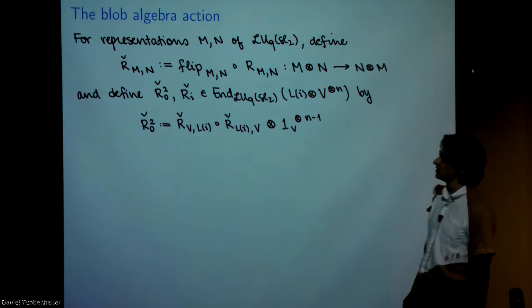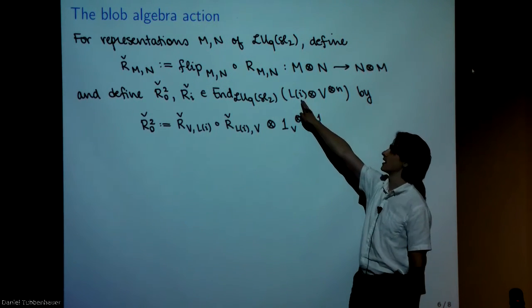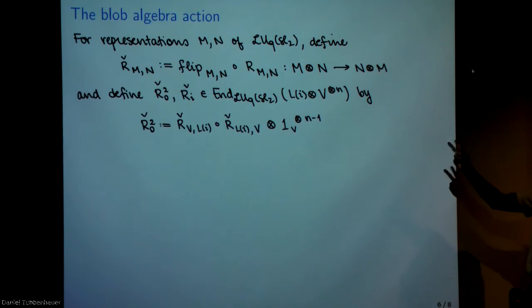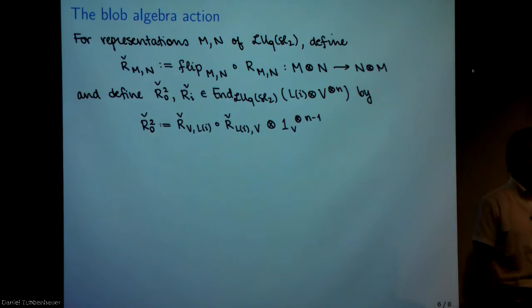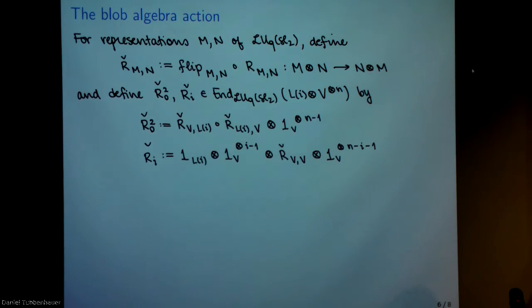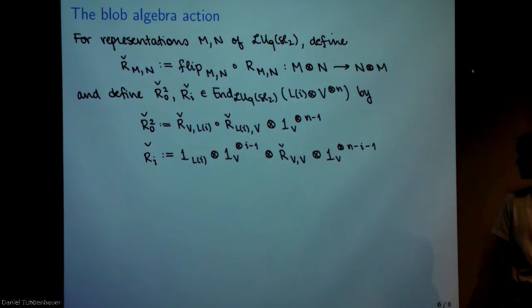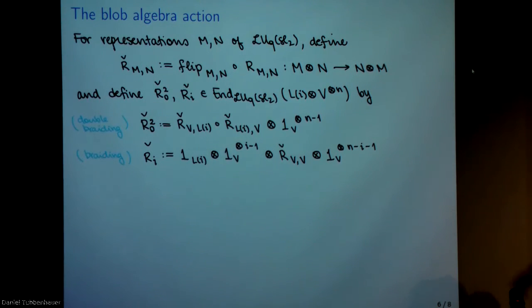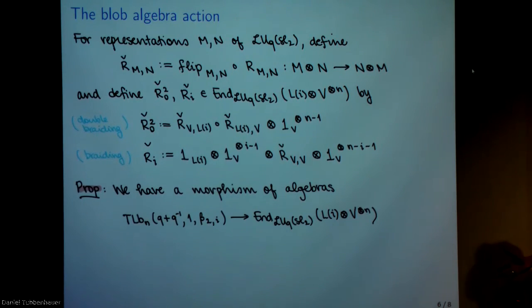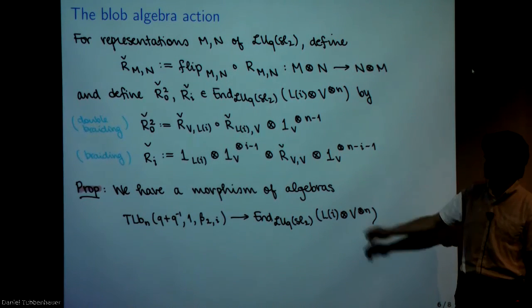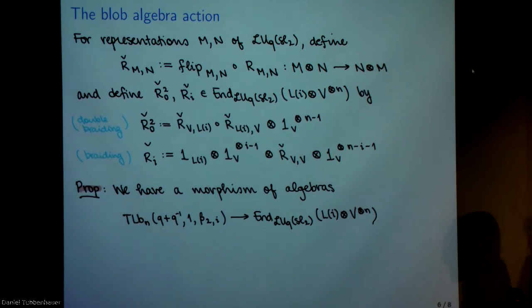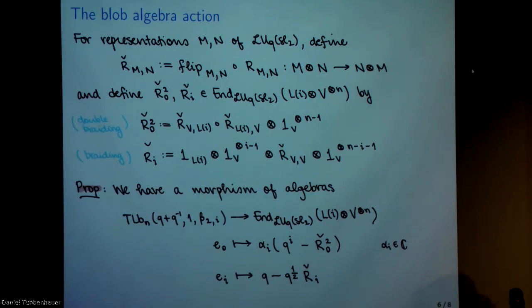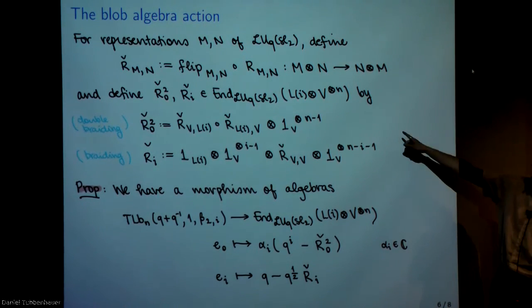So Ř0 squared will be first flip L_i with the first copy of V, but this is not an endomorphism, because you flip the first 2 factors, so flip them again. So this corresponds to a double braiding of the first 2 factors, and then the Ři will be flipping the ith and (i+1)th copies of V. So this is just a normal braiding. And then using these endomorphisms, we actually have a morphism of algebras that goes from the blob algebra with these parameters to the endomorphisms of this tensor space, defined on generators by some linear combination of the identity and these braidings and double braidings.